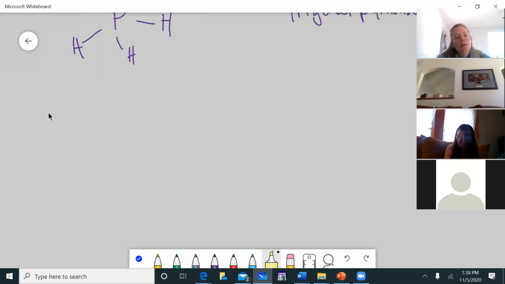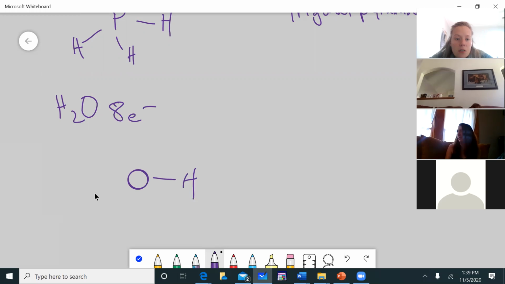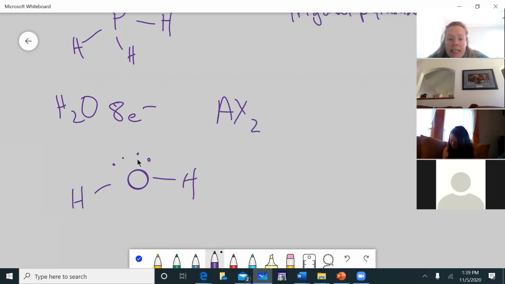So water, H2O. 8 electrons as well. Oxygen in the center, hydrogen, hydrogen, and then I've got 2 bonds here. So I do have lone pairs on my central atom. So I know for my formula, I'm going to have an A, I'm going to have an X, which is 2. I'm going to have an E, which is 2. Because each one of these pairs counts as 1 domain.